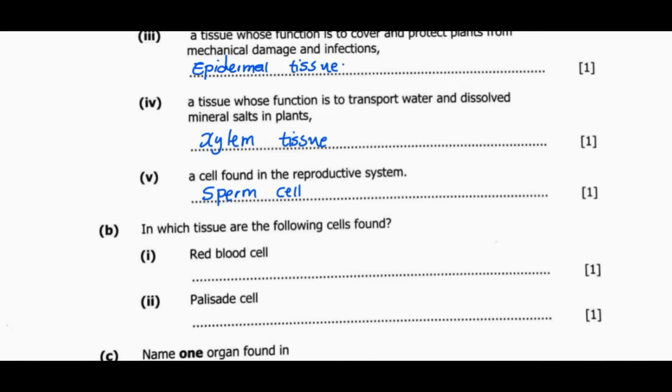In which tissue are the following cells found? Now, for us to answer the questions for B, we just have to look at the biology in general. So it's away from the table. Red blood cells are found in blood tissue. So remember, blood is a tissue because it consists of certain cells. Then palisade cell, the tissue in which palisade cells are found is palisade mesophyll tissue.